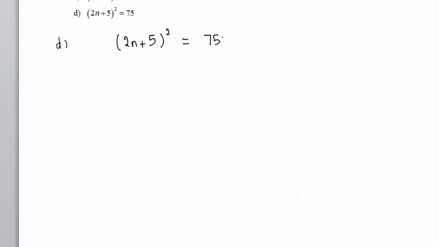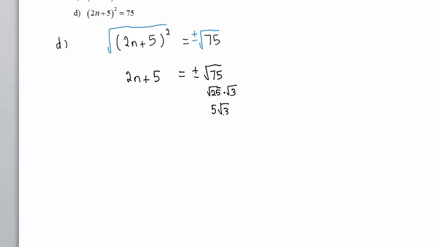Here we have the equation in part D. The squared quantity is 2n plus 5 quantity squared. It is isolated. There are no numbers added, subtracted, multiplied, or divided to it on its side of the equation. Thus, we apply the square root to both sides, incorporating a plus or minus. So we have 2n plus 5 equals positive or negative square root of 75. Now the square root of 75 is the square root of 25 times the square root of 3, which is 5 square root of 3. So we have 2n plus 5 equals positive or negative 5 square root of 3.